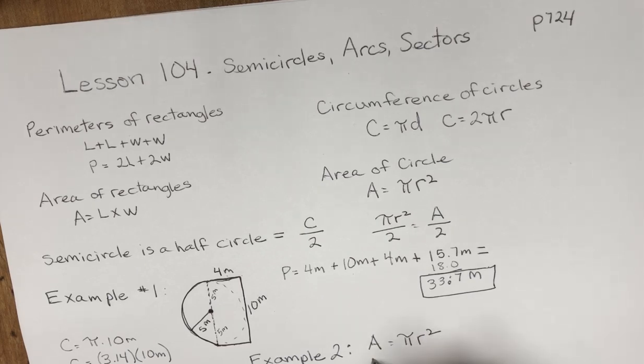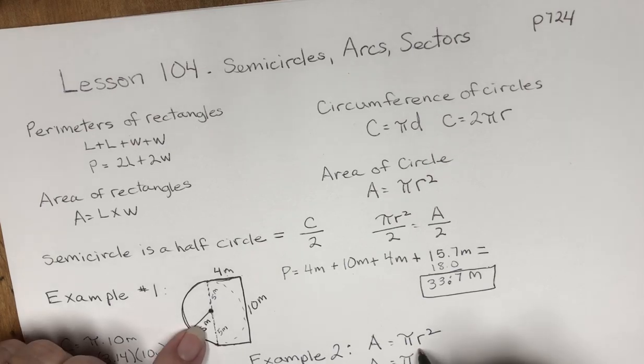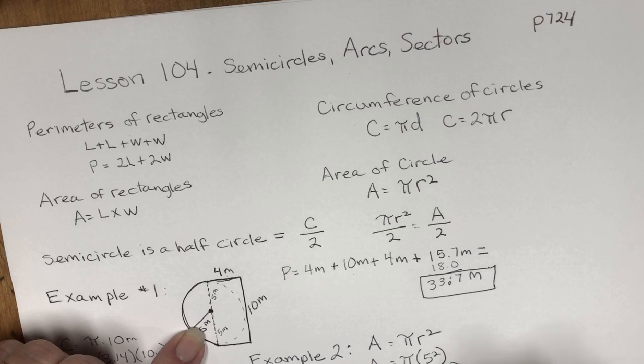So our area of the circle is pi times, and our radius is 5 squared. So our area is going to be 25 times 3.14. So now I'm going to have to do my multiplication over here on the side.